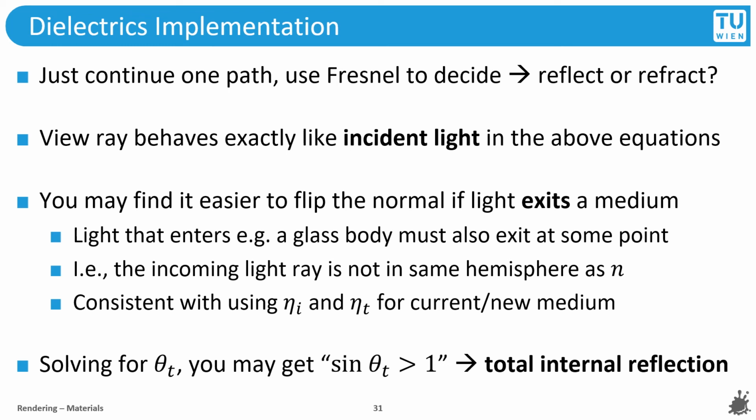Lastly, while you compute your solutions for theta t from the values you have available, you may end up in a situation where it seems like the sine of theta t, or the mathematical equivalent of it according to geometric and trigonometric equalities, is larger than 1. This would be a good indicator for total internal reflection occurring, in which case you can just cancel the refraction. For details there, we recommend that you take a look at Chapter 8 of the PBR book.